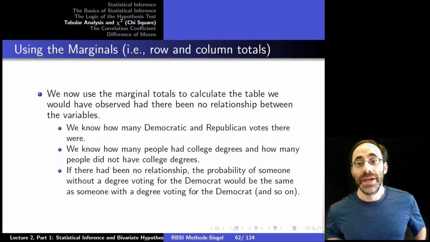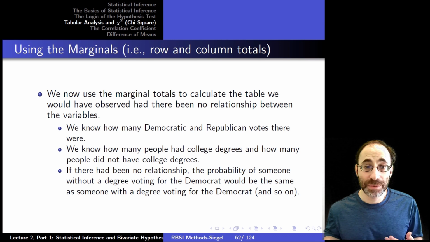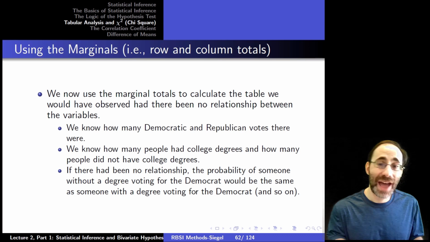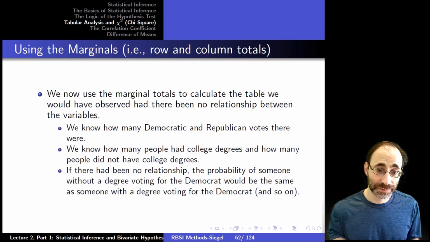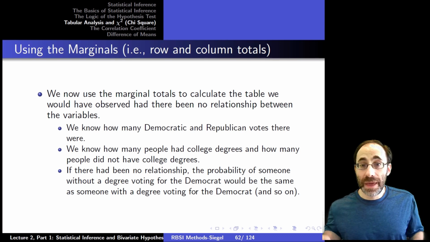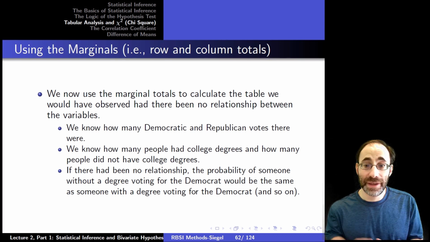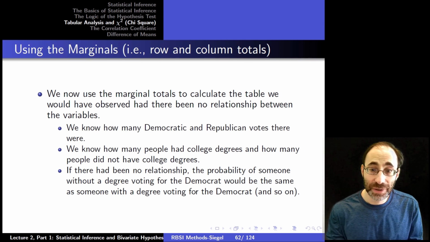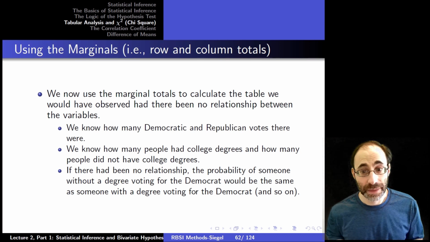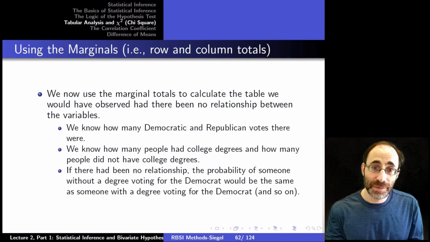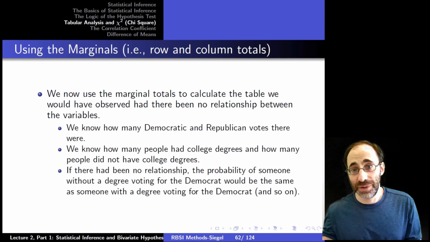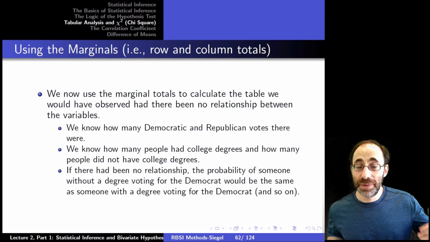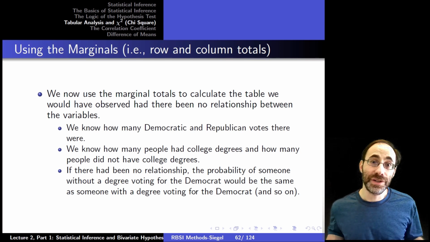Okay. Now, once we have these marginals, these row and column totals, we're going to use them to calculate the table we would have observed had there been no relationship between the variables. We do that because we already know how many Democratic votes we have, how many Republican votes we have, how many people had college degrees, and how many people didn't. If there is no relationship between the two variables, then all the individuals with college degrees should be split proportionally between Democratic and Republican voters.